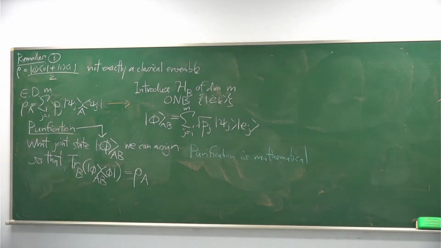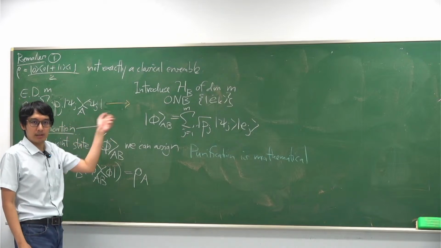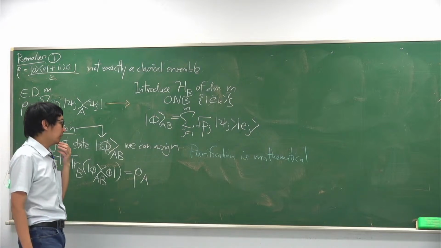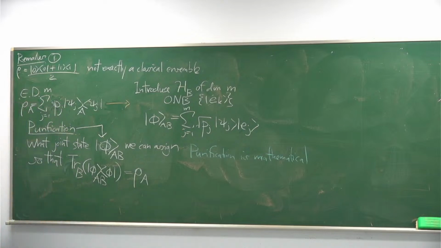Because there may be states, there may be systems correlated with our system out there, but even if physically there's no such thing, you can still do this as a mathematical trick. And quantum information theorists usually do this just because dealing with pure states is easier than dealing with mixed states.